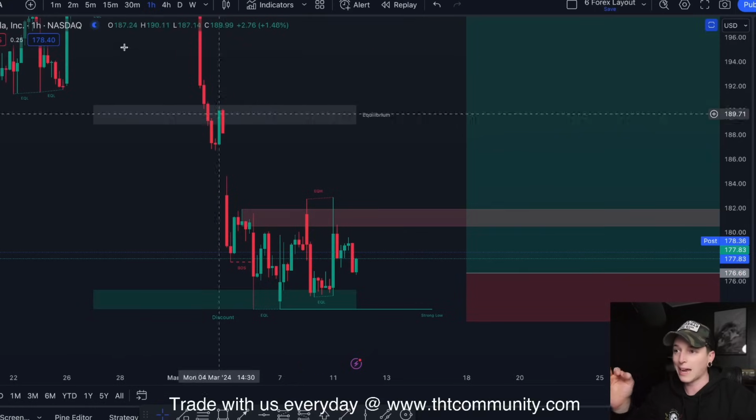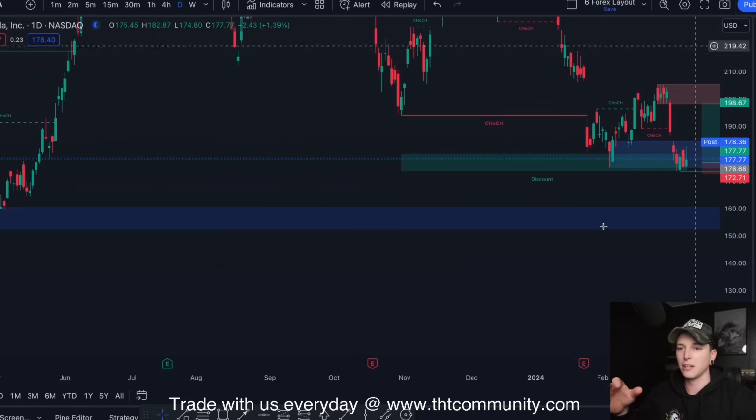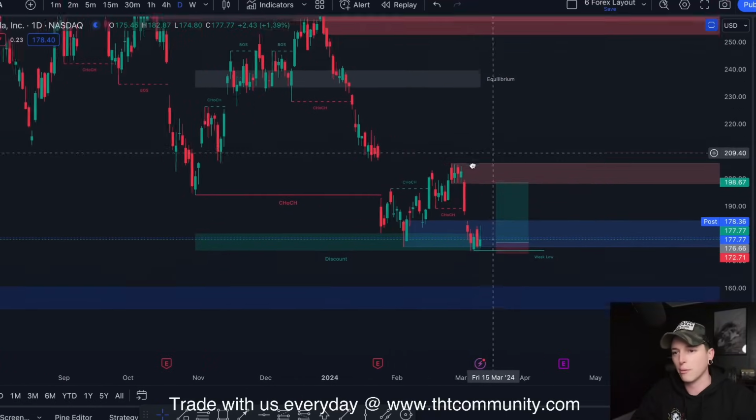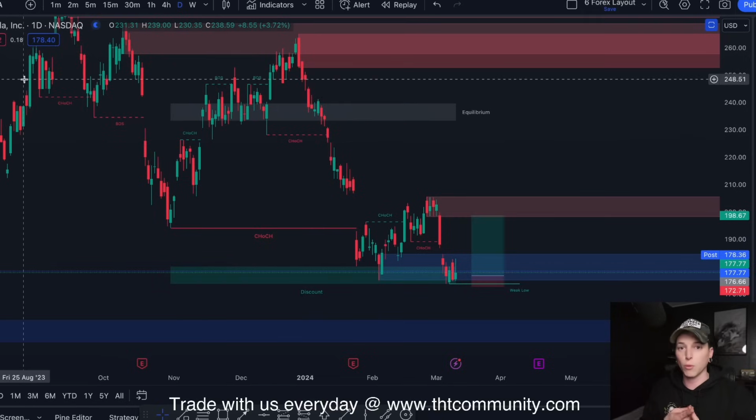Now, looking at Tesla, first thing I want you guys to understand is that if we look at the daily chart here, we are in a very strong downtrend, right? Even though we're coming into this bullish order block, even though I ended up going long, we are still in a downtrend, which number one means that if you're a beginner, I wouldn't trade against the trend. It's just a lot easier to trade with the trend, at least your first couple of years.